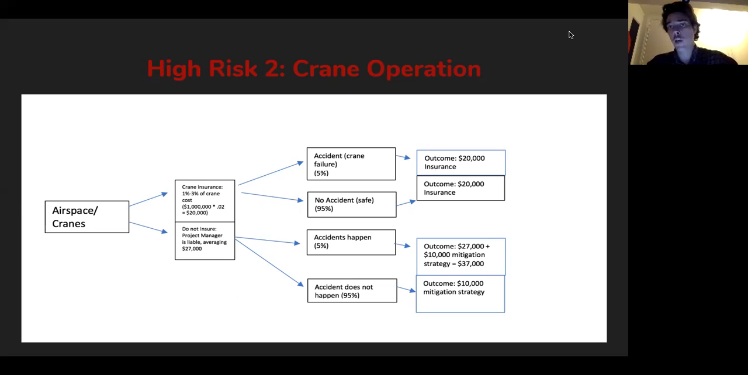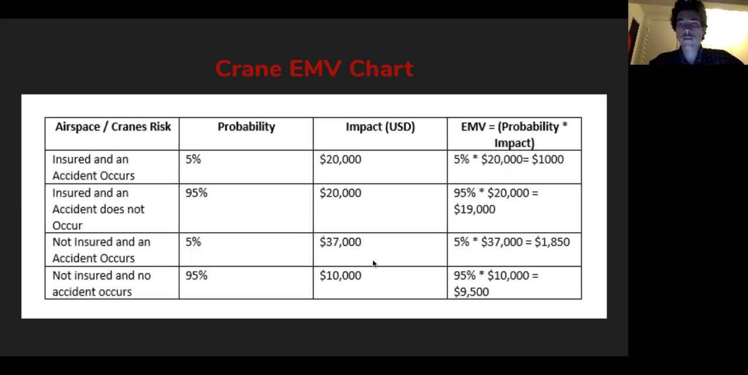And with the outcome of insurance, it stays the same, $20,000. You pay the insurance either way, whether there's an accident or not. And if there is an accident, that's whether the EMV is necessary or not. With this EMV chart, we multiply the probability times the impact, and it comes up with the estimated monetary value. We use that to decide whether to insure or not.